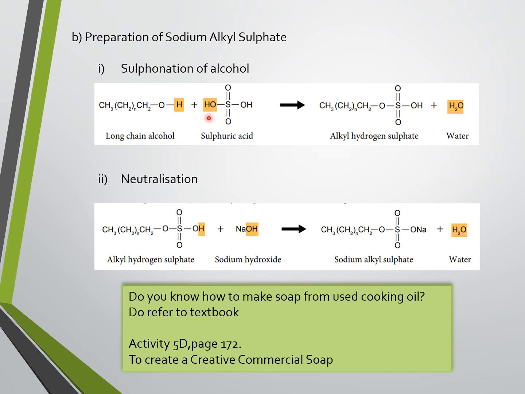The alcohol reacts with the sulfuric acid, and again the OH- and the H+ from the alcohol react to produce water, and the places combine to each other and produce alkyl hydrogen sulfate. This is sulfate. The same molecule is brought to the second reaction where neutralization occurs, when alkyl hydrogen sulfate reacts with sodium hydroxide, and again we produce water as the side product, and the sodium goes and attaches to the oxygen here. Now we have sodium alkyl sulfate.